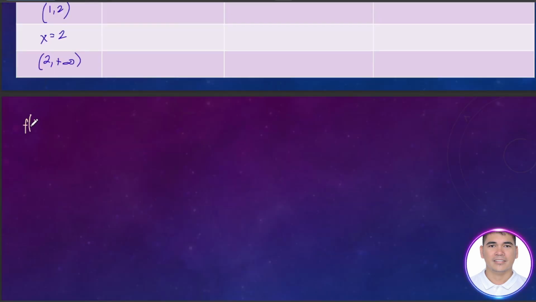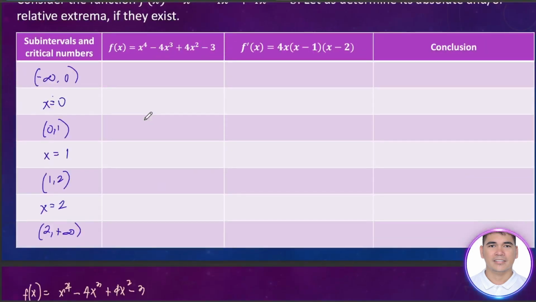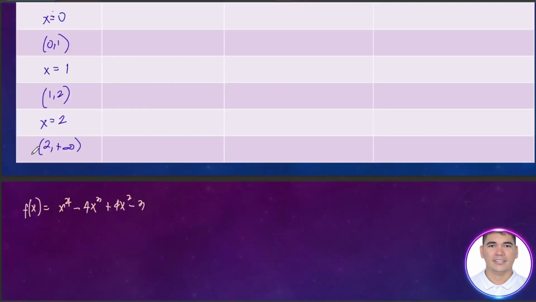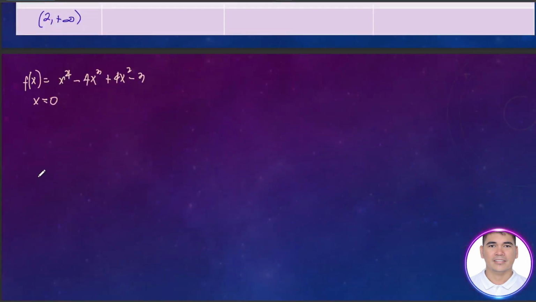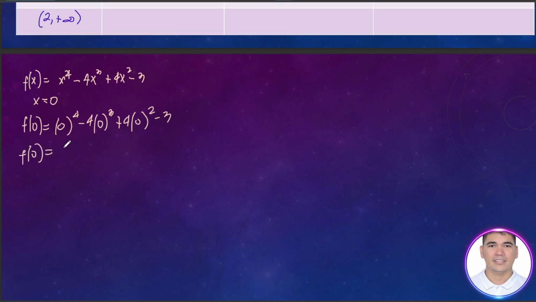So our f of x is equal to x to the 4th power minus 4x cubed plus 4x squared minus 3. So our x is equal to 0, the first critical number. So we have f of 0. So 0 to the 4th power minus 4 times 0 to the third power plus 4 times 0 to the 2nd power minus 3. So the answer is negative 3.